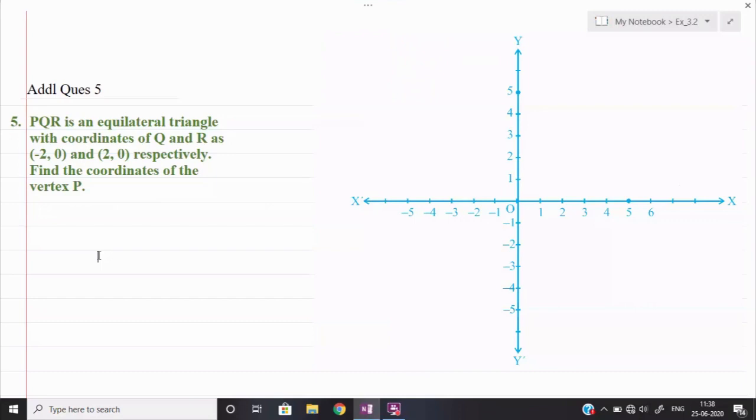And I hope if these additional questions are covered along with the regular textbook questions given, I don't think any other question will come apart from these questions. Okay, so let us see. This question is a little difficult.